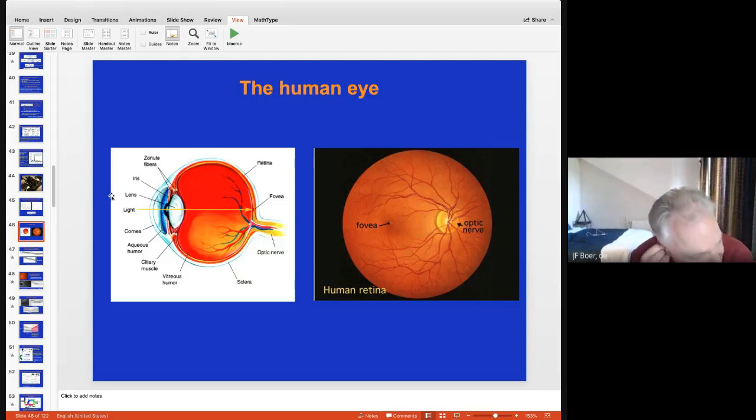So what do you think? How large is that area where you have one individual photoreceptor connected to a single nerve? If we assume 1,000 by 1,000 pixels that are connected, a single photoreceptor is 3 micron, so 3 micron times 1,000, that gives us 3 millimeters.